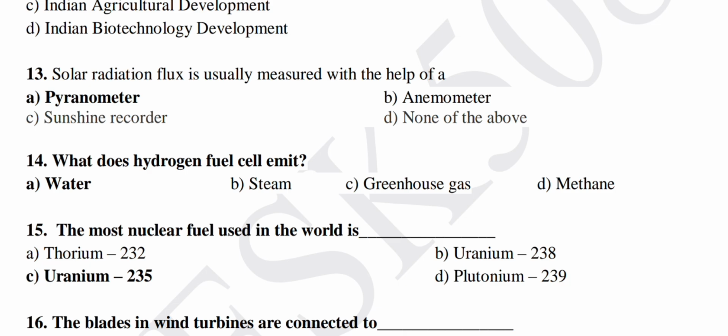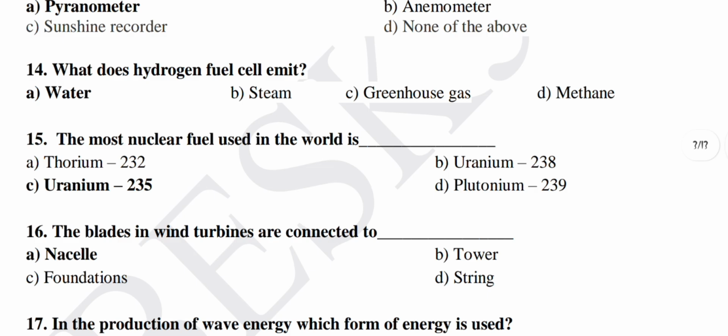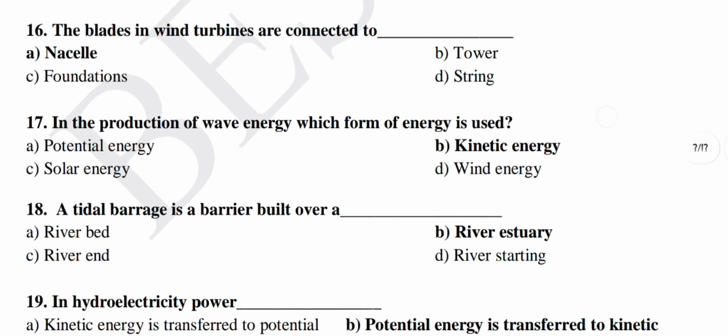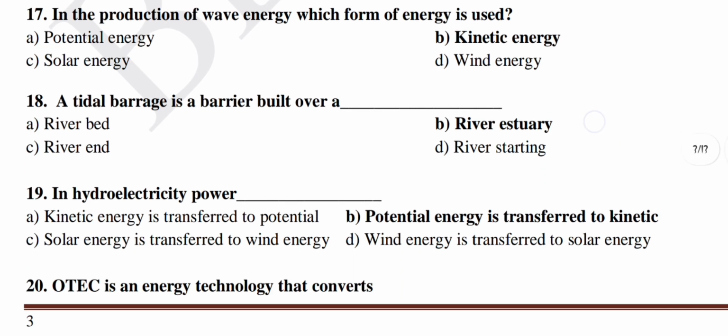What does a hydrogen fuel cell emit? Water. The 15th, the most used nuclear fuel in the world: uranium 235. The blades in wind turbines are connected to the nacelle. The 17th, in the production of wave energy, which form of energy is used? Kinetic energy. A tidal barrage is a barrier built over a river estuary.